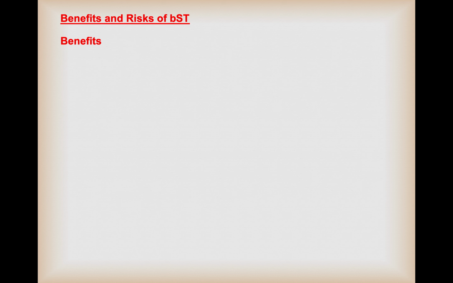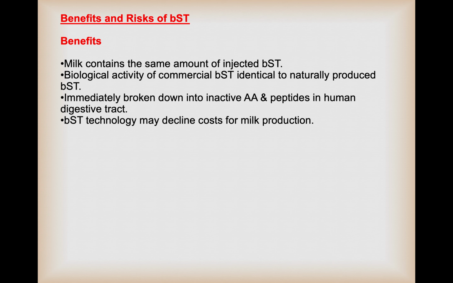So what are the benefits and the risks of bST? Of course, everything has its pros and cons. The benefits are the milk contains the same amount of injected bST. But in terms of milk production, is it increased? The biological activity of commercial bST is actually identical to naturally produced bST. So there is no problem with the gene that it could be expressed and it functions properly.